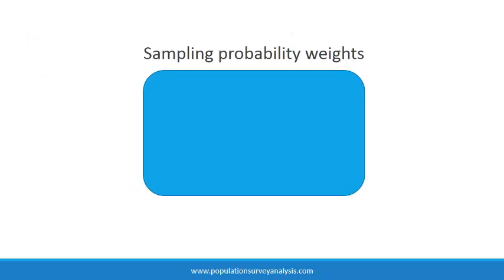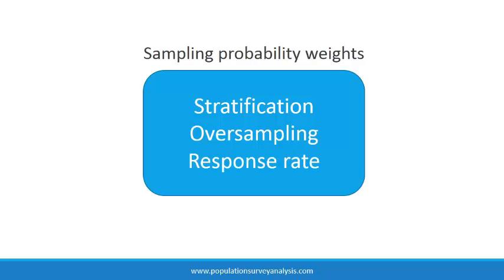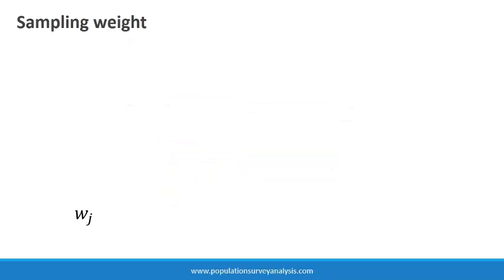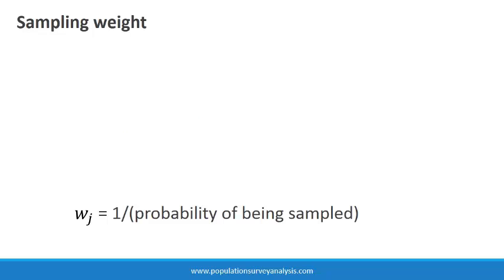Sampling probability weights adjust for unequal probability of selection introduced in the sample by stratification, oversampling, and unequal response rates. If we are analyzing a national household survey like the DHS, then sampling probability weights will have been calculated for you and provided in the dataset. The sampling weight is equal to 1 over the probability of being sampled, or 1 over small n divided by big N. You will remember from math class that this can be rewritten as big N over little n.